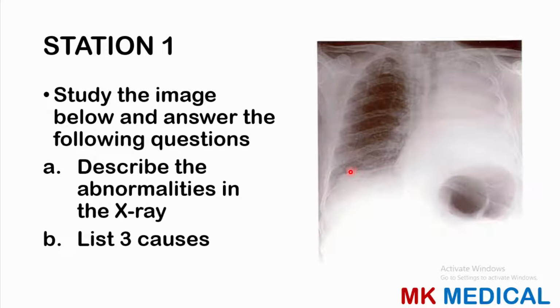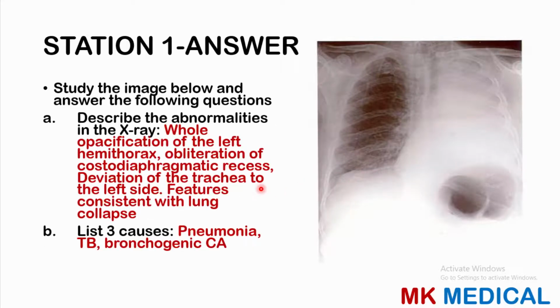And here comes the answer. So as we can see on this X-ray here, you have a total opacification, or a whole opacification, of the left hemithorax. This is the left side of the X-ray. You have obliteration of the costophrenic recess. The costophrenic angles here, you can't really visualize them. You also have a silhouette sign of the right side of the heart. Over here, you can visualize it.